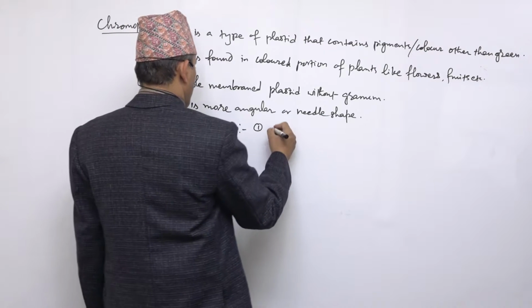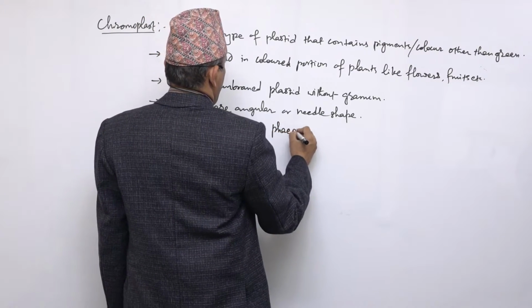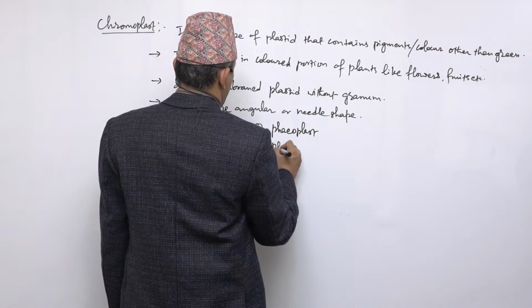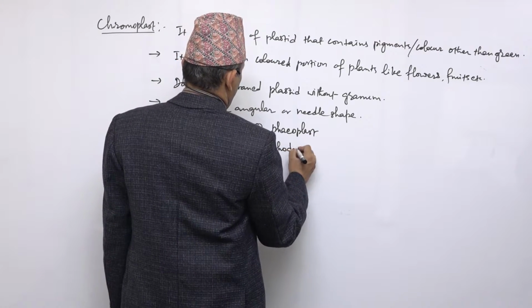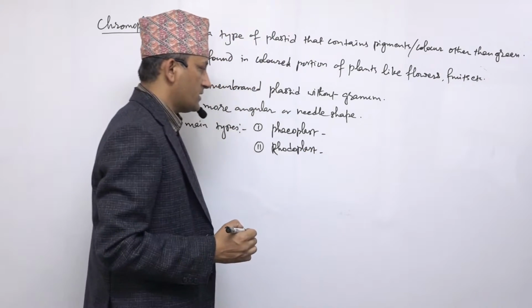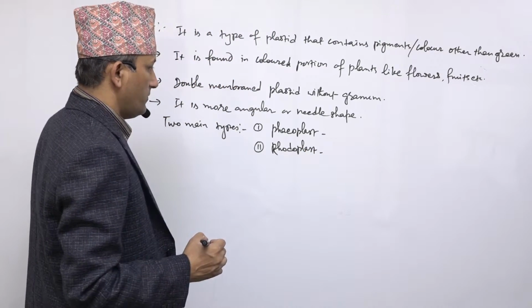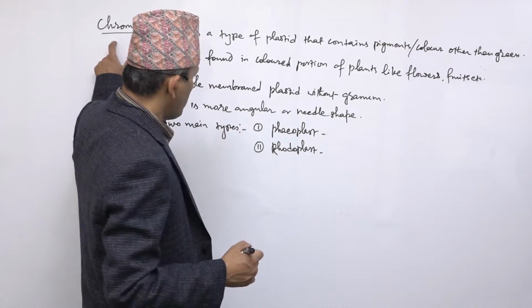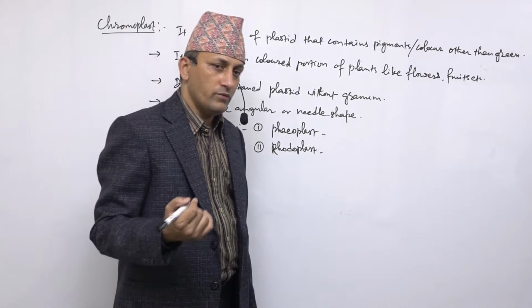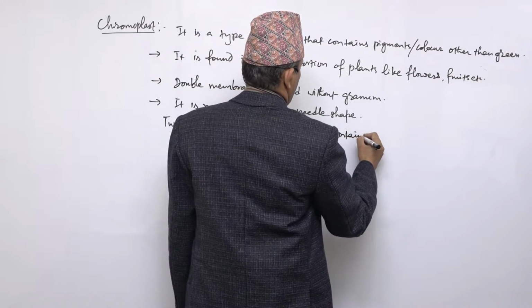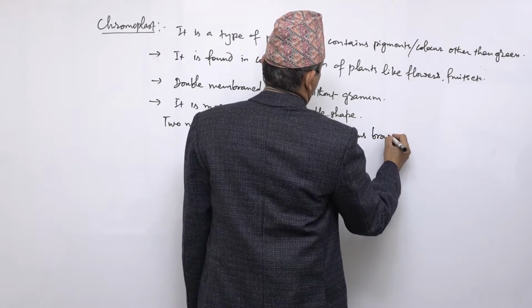One is pheoplast, and next is rhodoplast. This pheoplast and rhodoplast are the types of chromoplast. And this pheoplast is a type of chromoplast which contains brown pigment.